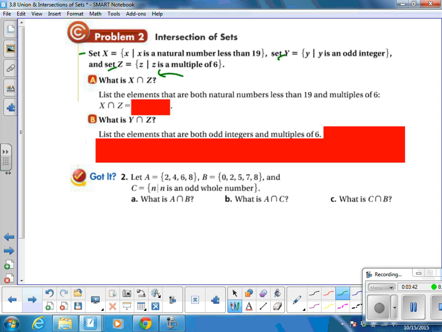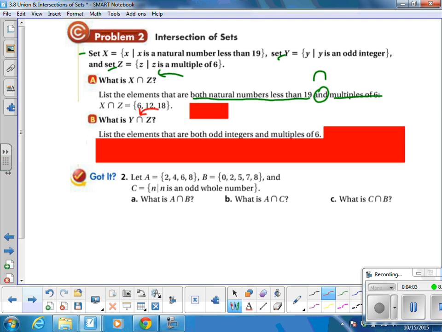So we're looking for a list of the elements that are both natural numbers less than 19 and multiples of 6. So we can see that when we're talking about an intersection, we're looking at the AND concept. The numbers that qualify for that are 6, 12, and 18. Now we're going to also look for the union here, so we want another AND.